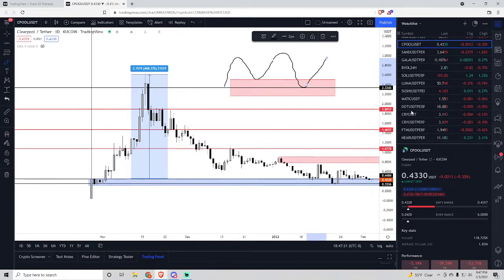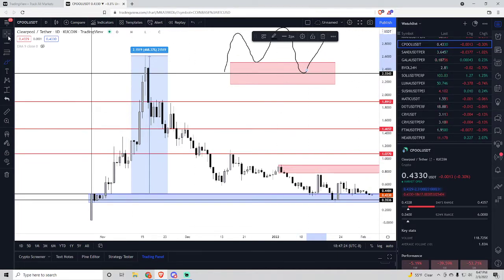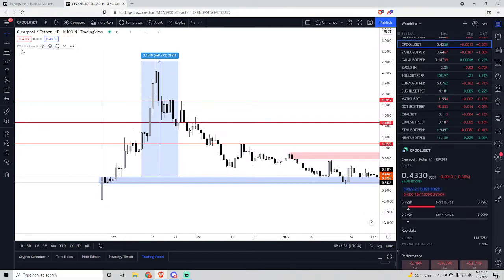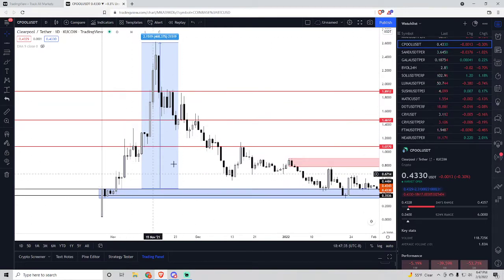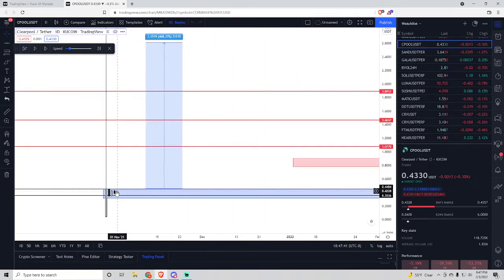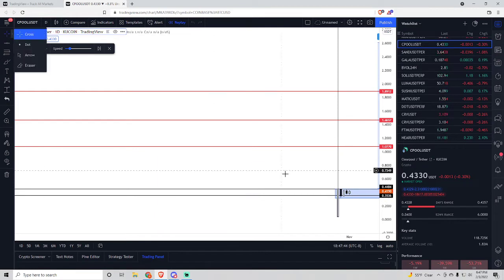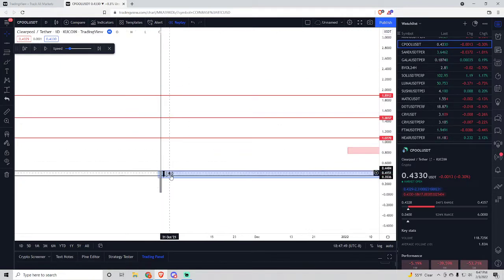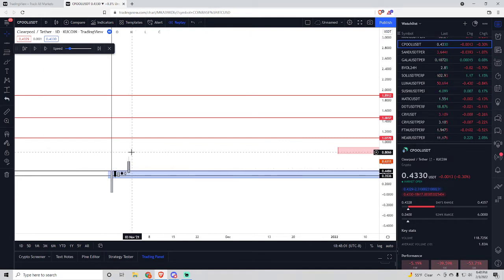So I'll give you an example here, right? Let me go ahead and remove this. So for example, let's go ahead and replay. Let's say this is where we are in time, right? We're going to go up. There has to be a sufficient gap between the demand zone and the price action.